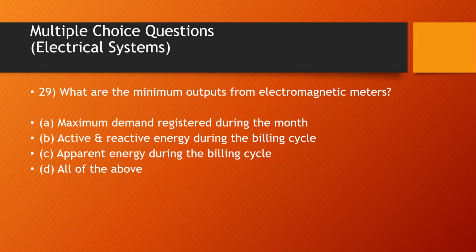Now coming to the next question, what are the minimum outputs from electromagnetic meters? Option A, maximum demand registered during the month. Option B, active and reactive energy during the billing cycle. Option C, apparent energy during the billing cycle. Option D is all of the above. And the answer to this question is option D, that is all of the above.